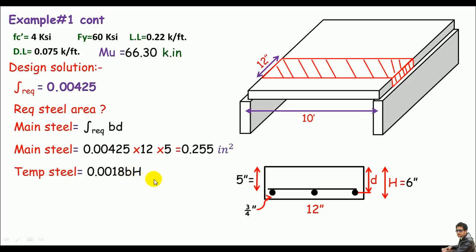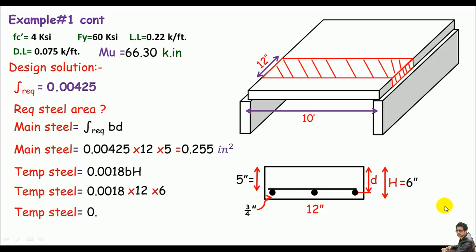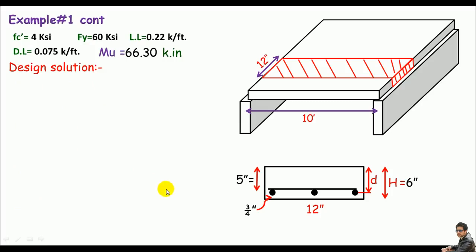We can get 0.0018, the breadth is 12 and the h is 6. So we get the temperature steel area equals 0.1296 square inches. After this, I can get the reinforcement pattern, and the reinforcement pattern means the number of bars and their spacings.